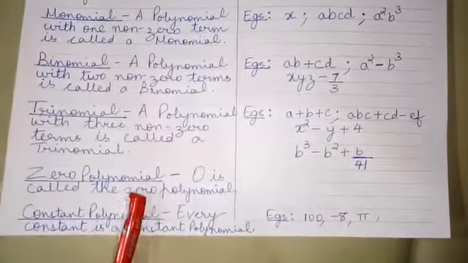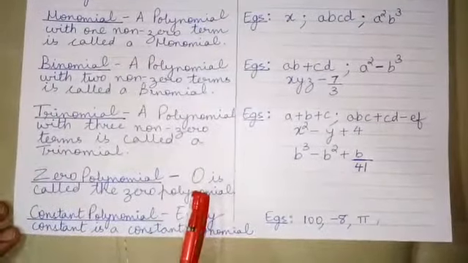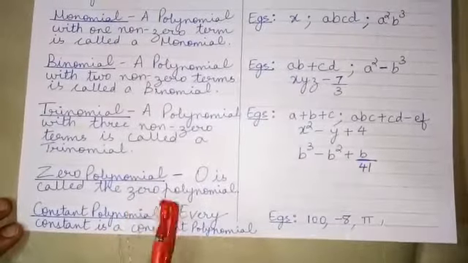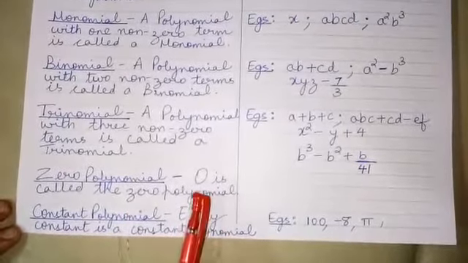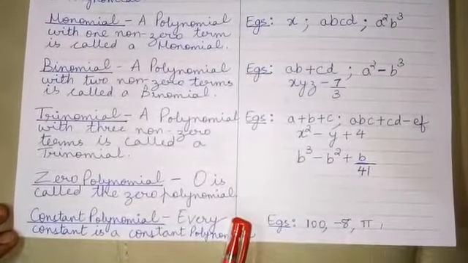What is a zero polynomial? Zero, the number 0 is called the zero polynomial. So there are no examples of a zero polynomial. 0 is the only number which is called the zero polynomial.